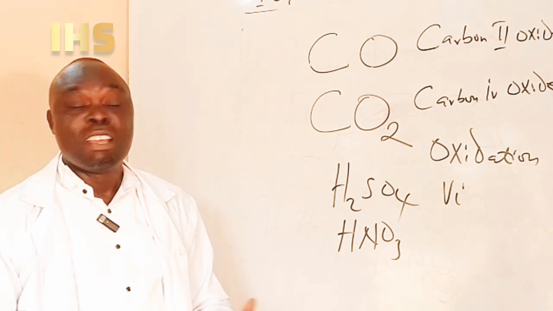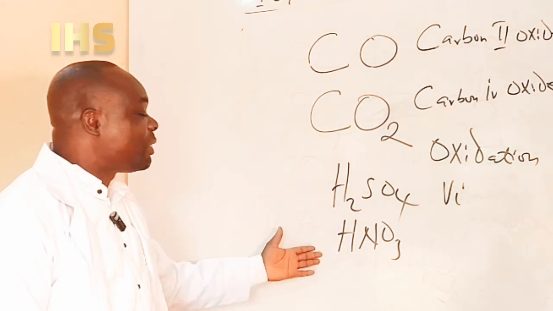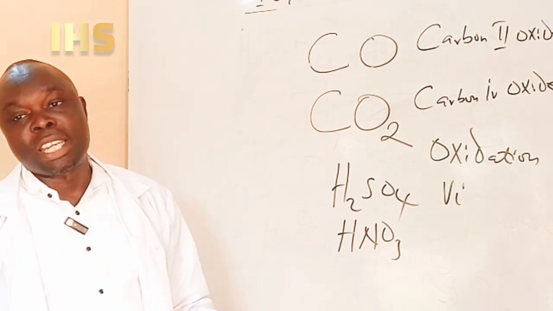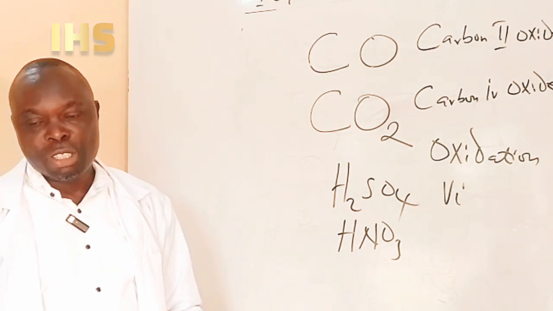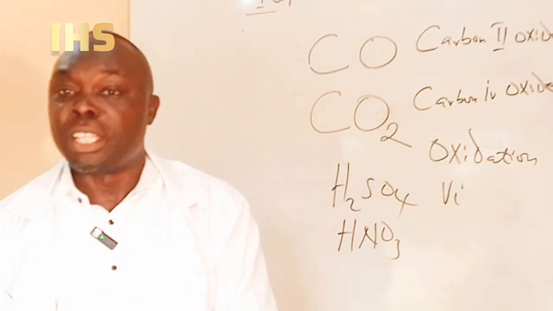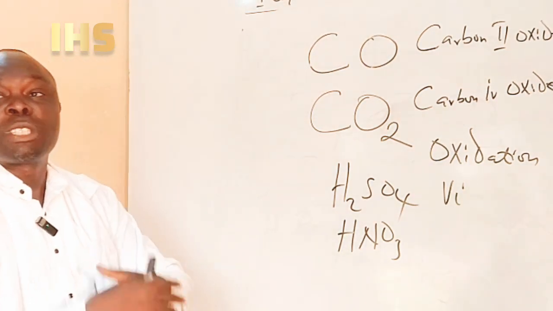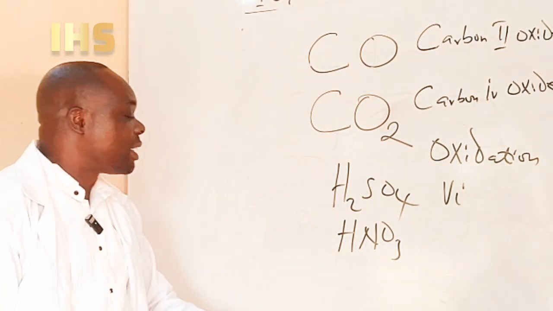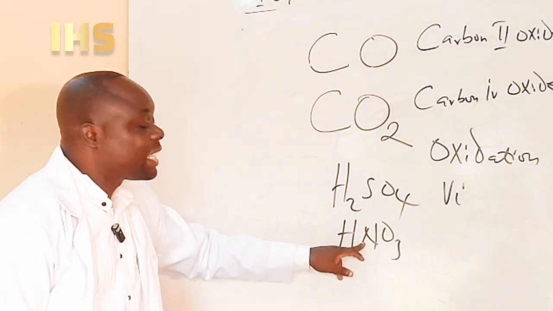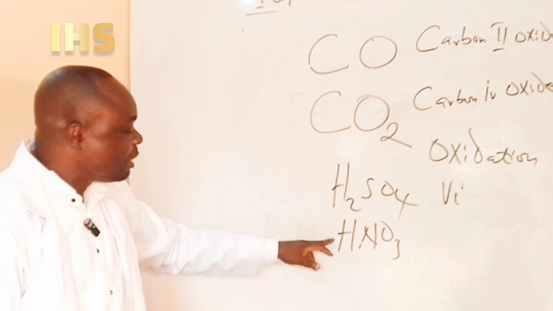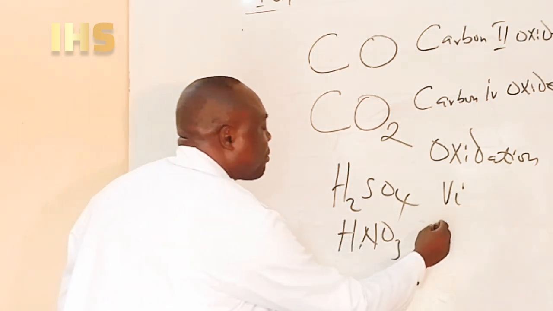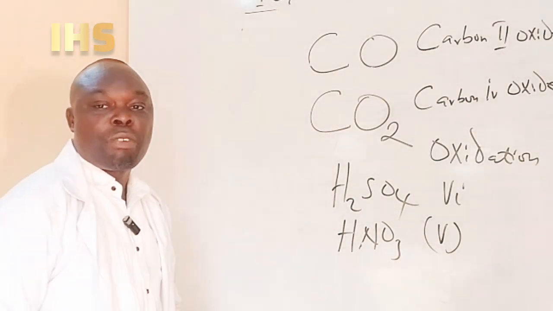If you go to market and say you want to buy hydrogen trioxonitrate, those selling may not even know what you are saying. But if you say nitric acid, they do. So it is good that you know both the old name and the new name. The new name now in school, any place you go in academics, is hydrogen trioxonitrate 5 acid. So I will tell you why it is 5 in the next class. Why we call it 5 acid.